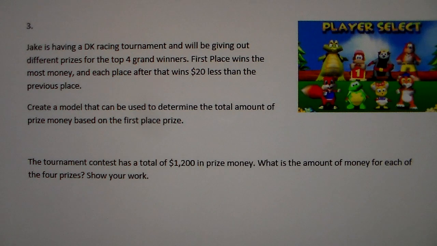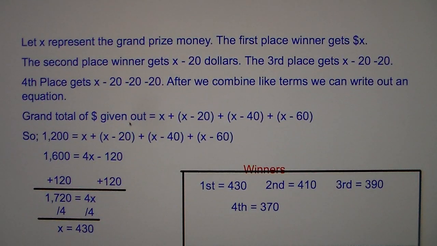Show your work. So it's the same thing that we did before. So now it's a DK racing game. Instead of $70 less, we're doing $20 less. And instead of 5 grand winners, we're actually going to just do 4 grand winners. So our equation is going to be a little bit smaller. So let's take a look at it. So we have, let X represent the grand prize money.